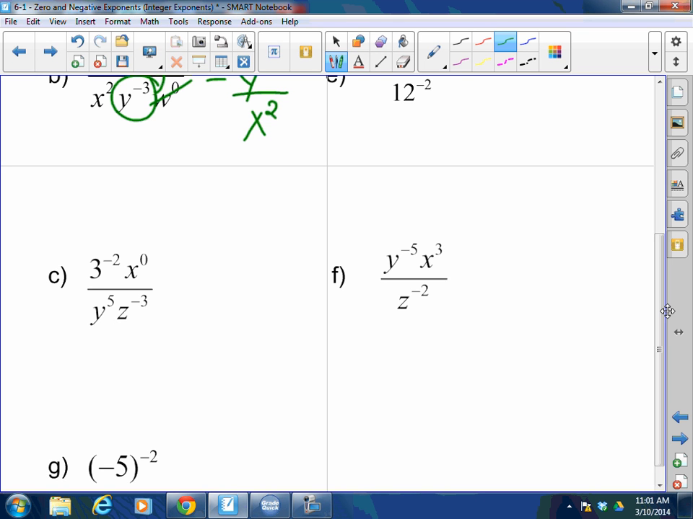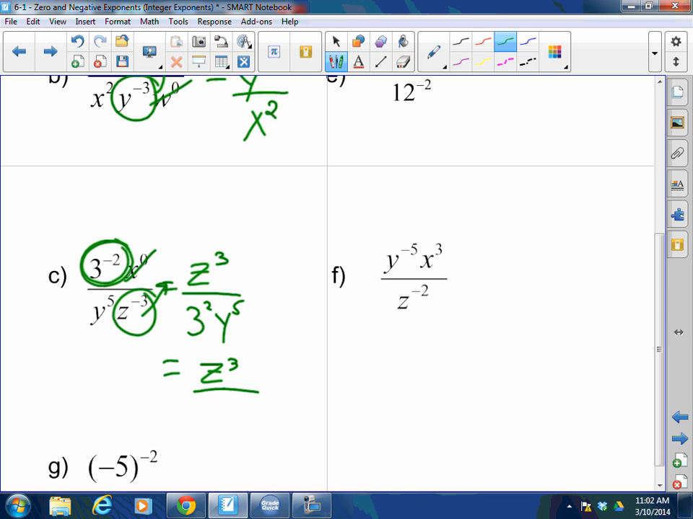3 to the negative 2, x to the 0, over y to the 5th, z to the negative 3. Very good. X to the 0 is 1. What do I do with this and what do I do with that? Very good. The z to the negative 3 is going to go up, z cubed. The 3 to the negative 2 is going to come down. So I got 3 squared y to the 5th. What does that simplify to? Z cubed over 9 y to the 5th.